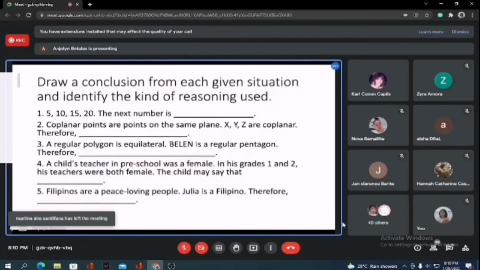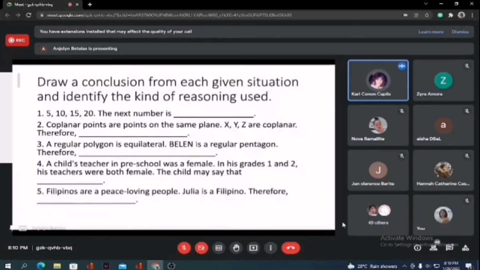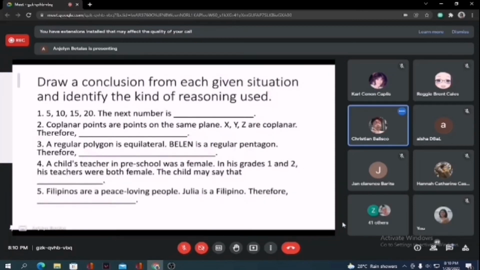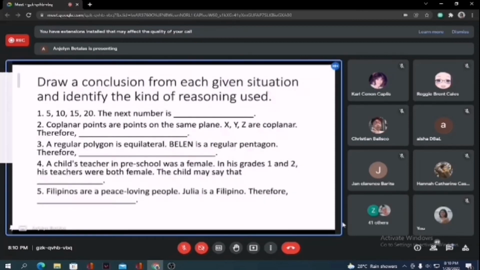Number 3. A regular polygon is equilateral. B-E-L-E-N are the vertices of a pentagon. Belen is a regular pentagon. Therefore, what can you conclude? Belen is equilateral. Very good. What is the reasoning? Deductive, still deductive.